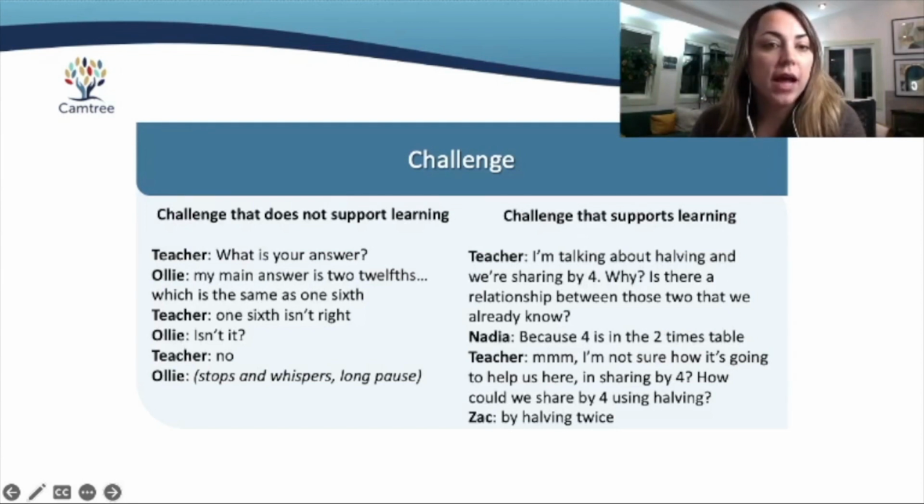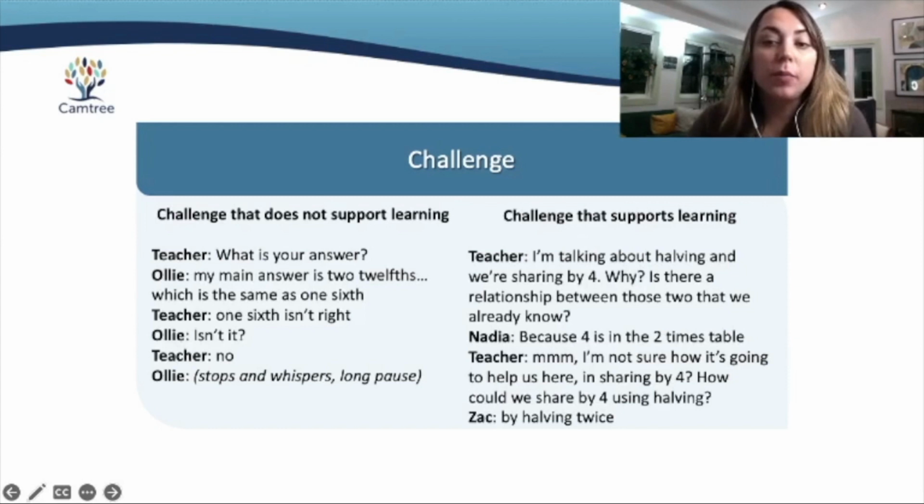The teacher asks, what is your answer? Ollie, a student, replies, my main answer is 2/12, which is the same as 1/6. The teacher says, 1/6 isn't right. Ollie responds, isn't it? The teacher says, no. Ollie stops and whispers, and then there's a long pause. So we can really see here that Ollie probably loses confidence to carry on and gets no informative feedback or encouragement from the teacher at all.